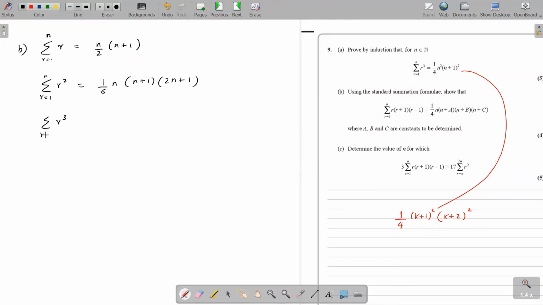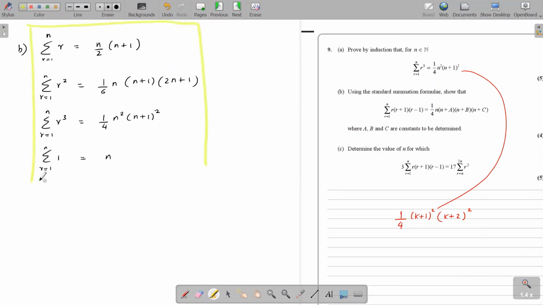Summation of r cube from 1 to n. I think we should know it, and it's also proved here: 1 over 4 n square, n plus 1 square. So these are the equations, and you should also know the summation of 1 from 1 to n, which is n. So these are the 4 main equations that you are supposed to use.